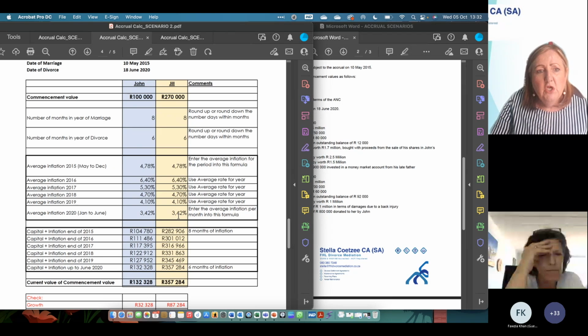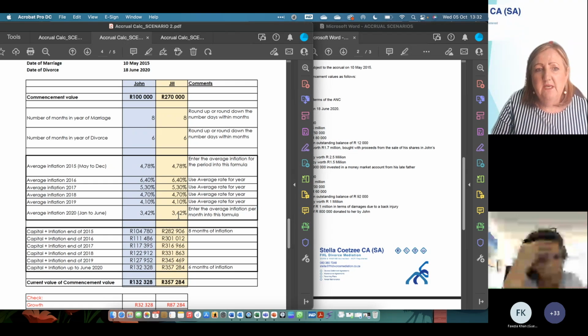And it's to establish what that value is at the end of their divorce compared to what the original commencement value was. Okay, so going into the calculation, we first look at how many months in the year they were married in 2015. They got married on the 10th of May, which means they were married for more than half of May. They got married on the 10th, and May has 31 days, so it's more than half of the month. So we include May in our calculation. From May till December is 8 months.